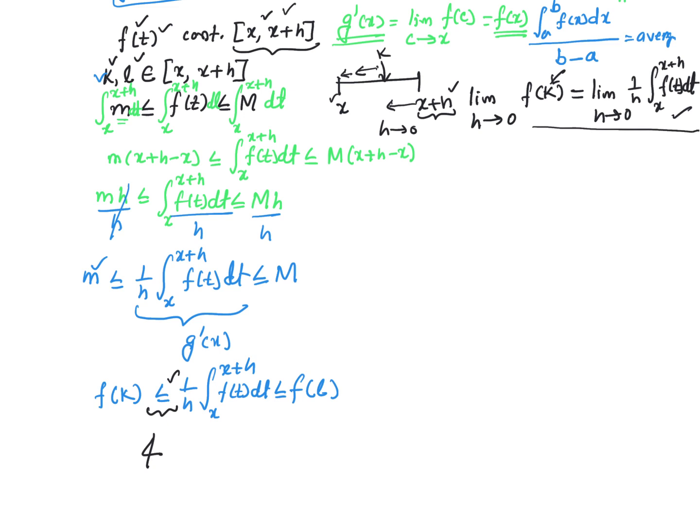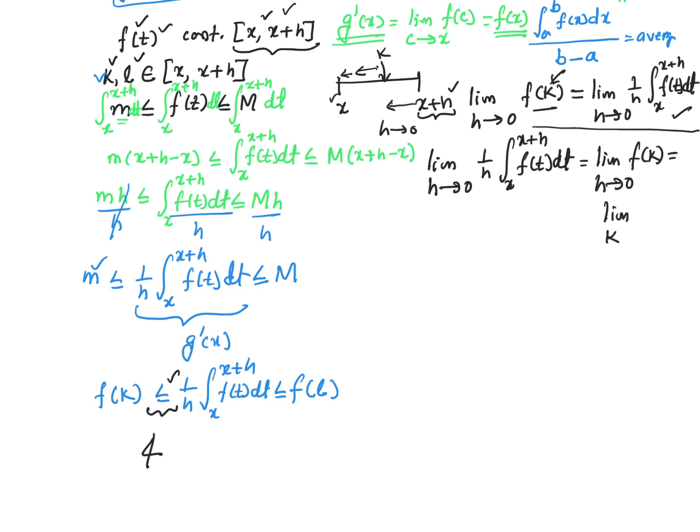So this shows that this limit h approaches 0, 1 over h, integral x to x plus h, f of t dt is nothing but this limit, right? This limit means, I'm going to write it out, limit h approaches 0, f of k. Now, by the way, this is going to be the same as limit k. Remember, it's sandwiched. It doesn't have a choice but to move to x. Limit f of k, but limit k approaches x, f of k is nothing but f of x. Oh, by the way, this thing is the same as g prime of x. Okay, so we just showed that g prime of x is f of x.